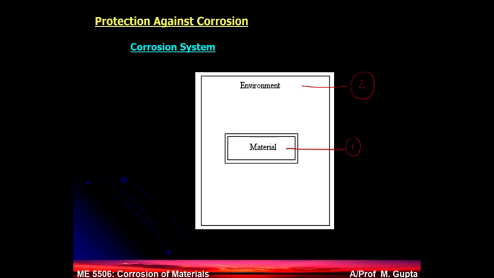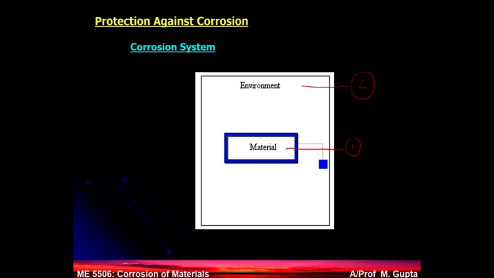Now suppose you have a situation where you cannot even change the material or you cannot change the environment, then the next thing is to use the fundamental concept of corrosion, interaction. Can you minimize that interaction by putting a coating? So now you are separating the two. If they don't interact, they don't corrode.